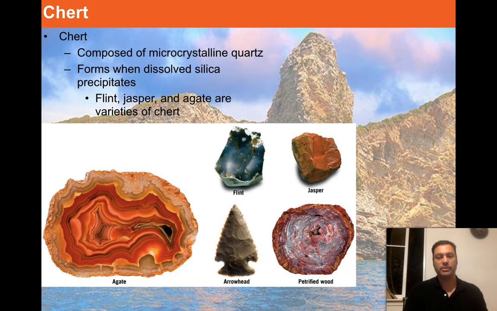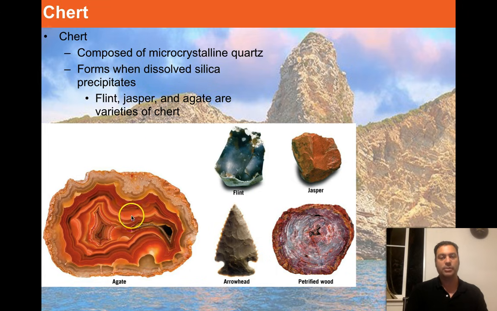Another really cool rock, and we already kind of showed you the fire opal at the beginning to get your appetite whet for it, is chert. But chert is basically a microcrystalline quartz that forms from dissolved silica. And that's what gives rise to flint and jasper and agate, which are all varieties of chert, of course. Opal is also a variety of chert. As a matter of fact, it's the mineral that makes up chert.